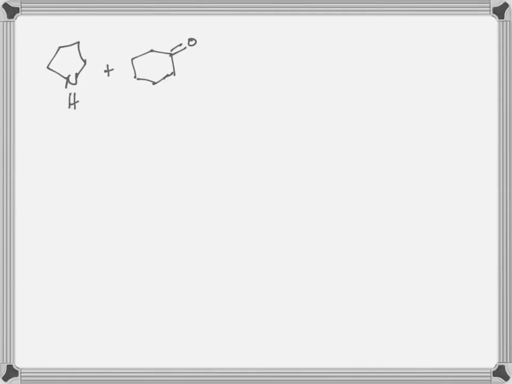This video shows the mechanism for the Stork enamine synthesis, including the formation of the enamine and the hydrolysis of the enamine. We start with our secondary amine and our ketone in the presence of acid. And the first step, you will remember, is a reaction where we used the proton dance. So the first step in the reaction is proton on.